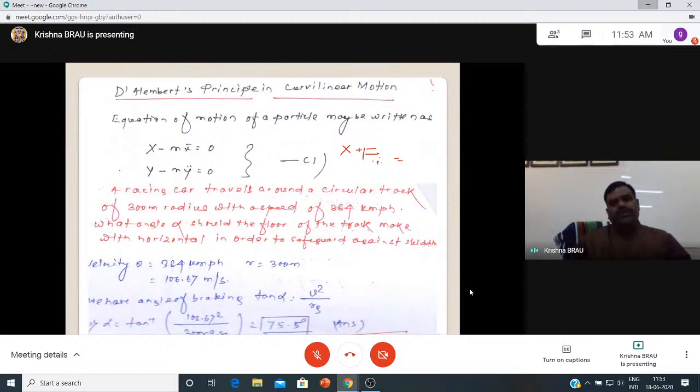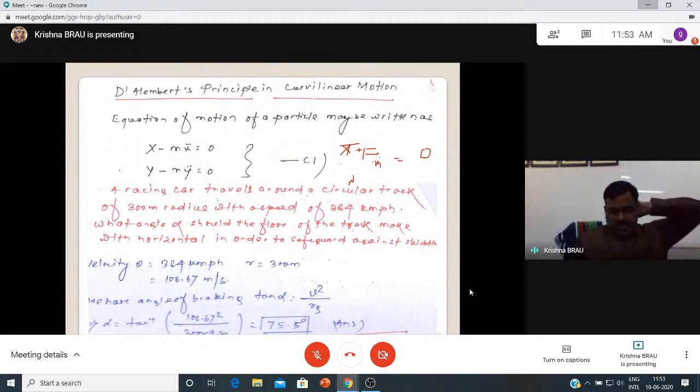Or inertia force in the normal direction we can count plus tangential direction is equal to 0. These are the two equations. In the tangential direction and normal direction, you can resolve the forces.